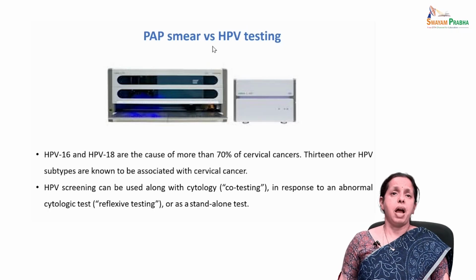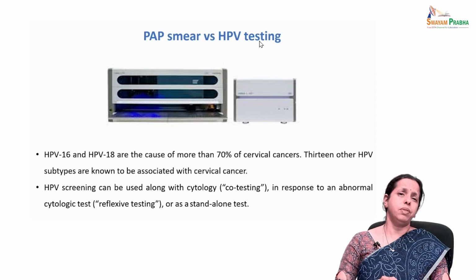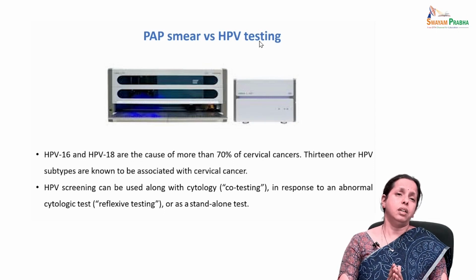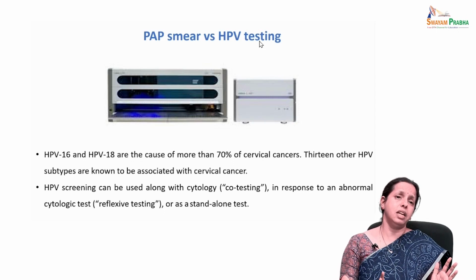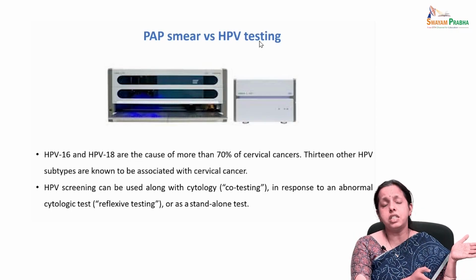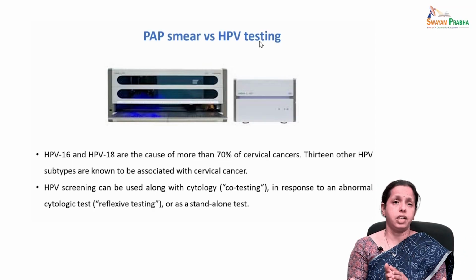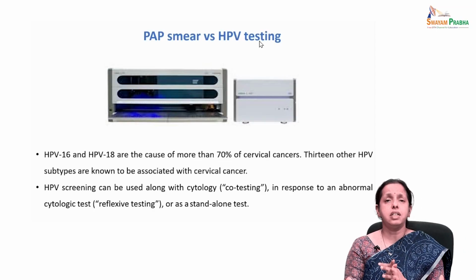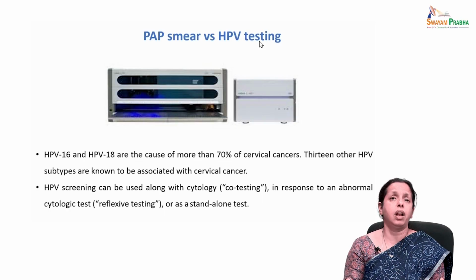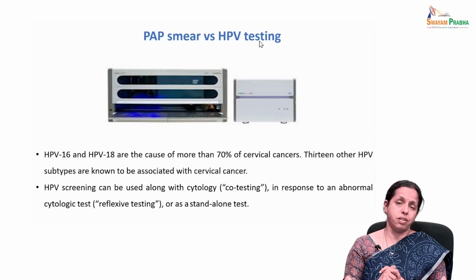Coming to the pap smear versus HPV testing, this is again a very good example of how cervical cancer screening has slowly evolved from the traditional methods into molecular testing. HPV testing uses molecular testing, and many companies have come up with many kits for detection of HPV in cervical scrapes.